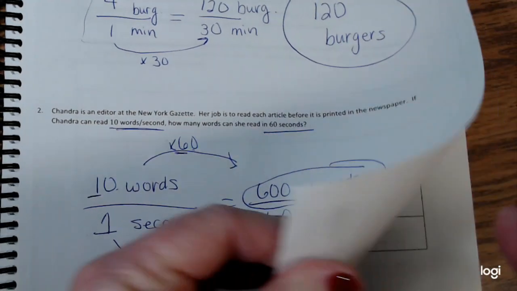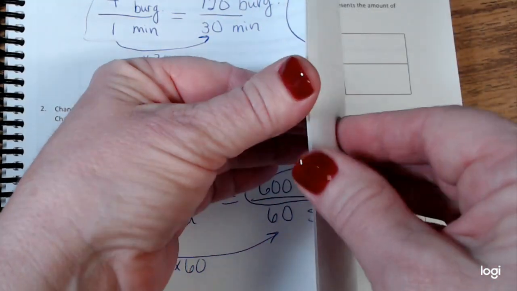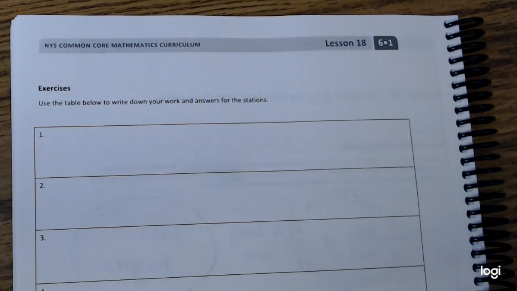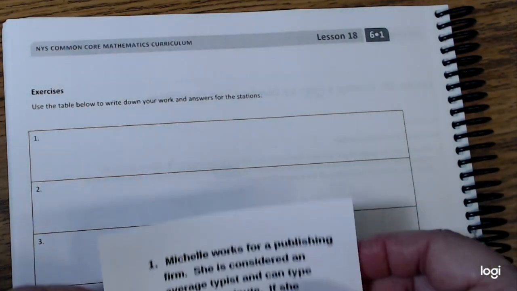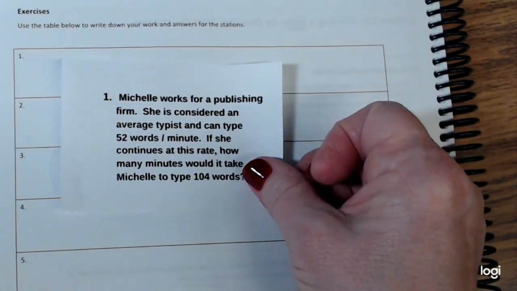Now, you're going to notice on the next page, you have to be in the video to know the problems because you don't have them. It's blank. So I'm going to give you the first one, problem number 1. I'm going to set it up here. Let's do the first one actually together so we know how to put it in the box.